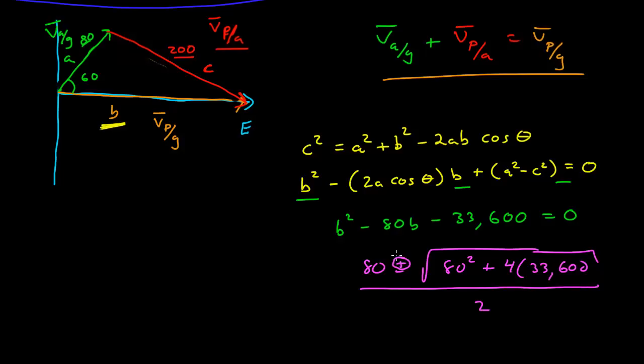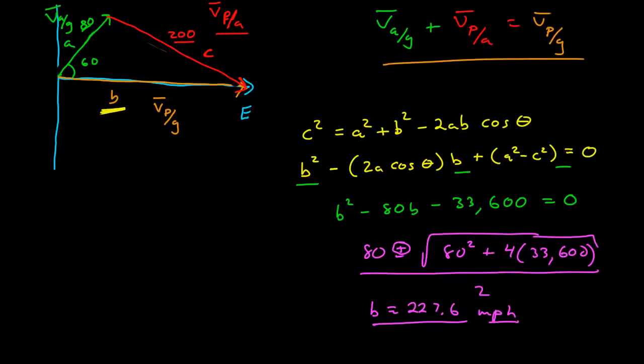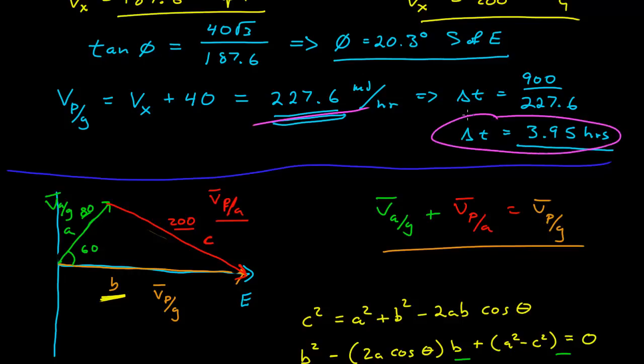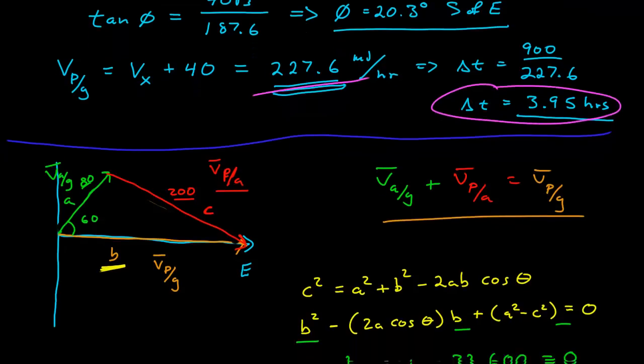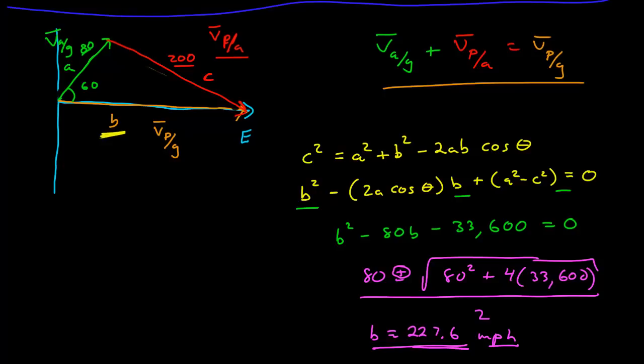Only the positive root is going to be a positive number, and if I put this in my calculator, I get B equal to 227.6 miles per hour, the length of that vector, which happens to be what we got before. So I now know the speed of the plane relative to the ground, and if I wanted, I could go ahead and solve part B, the time it took to go all 900 miles, which is 3.95 hours. The other thing I needed to know was what direction to point the plane.